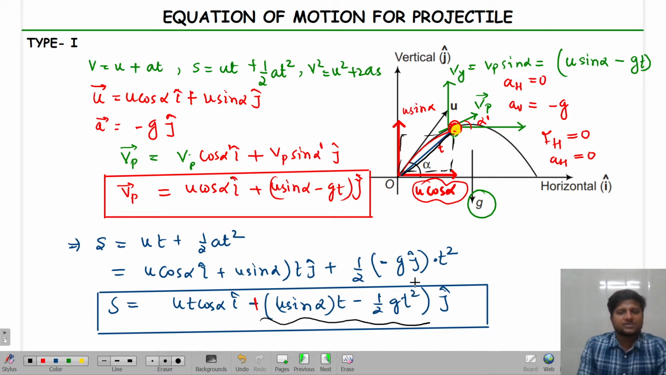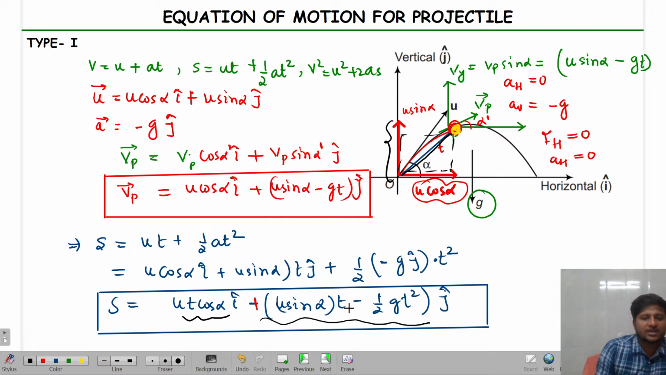So this means what? You are already aware of x distance, that is equal to u t cos alpha. You are aware of y distance, that is equal to u sin alpha t minus half g t square. So this particular distance of this point has the value u t cos alpha, and this has the value u sin alpha into time t minus half g t square.